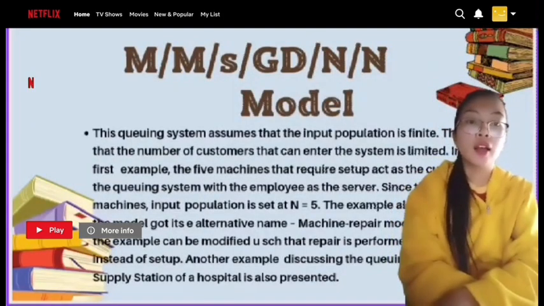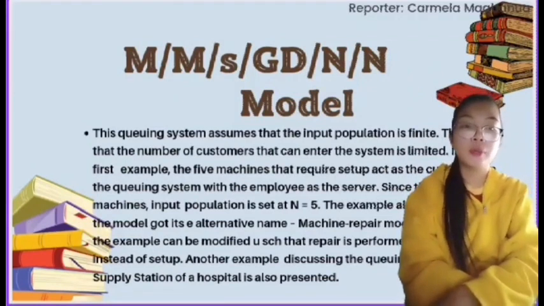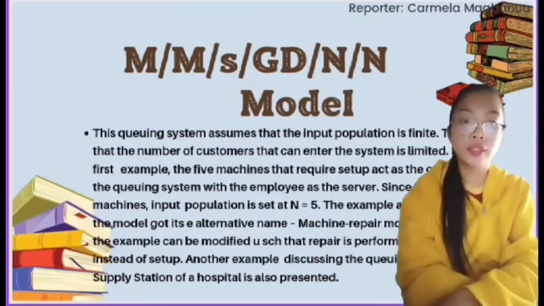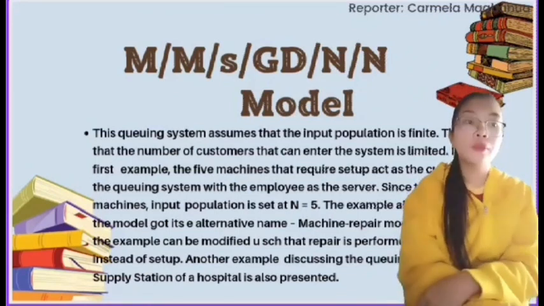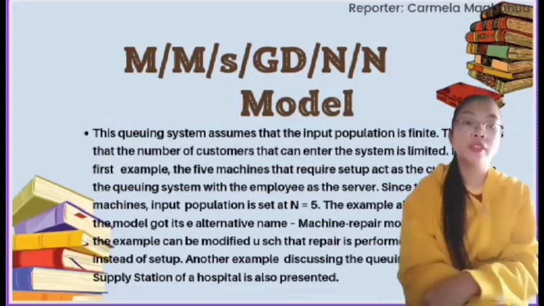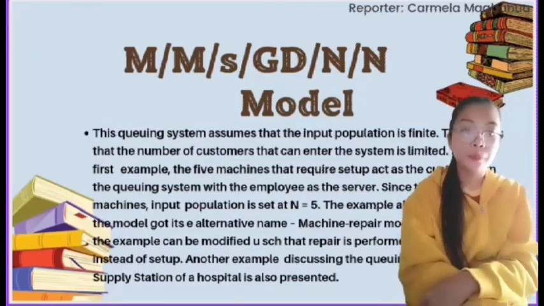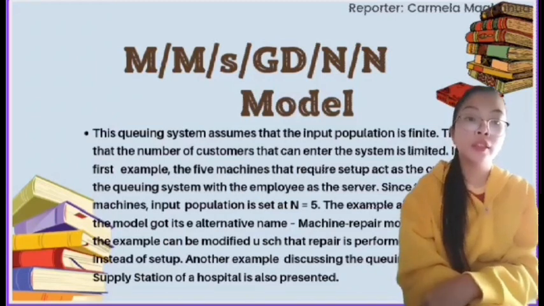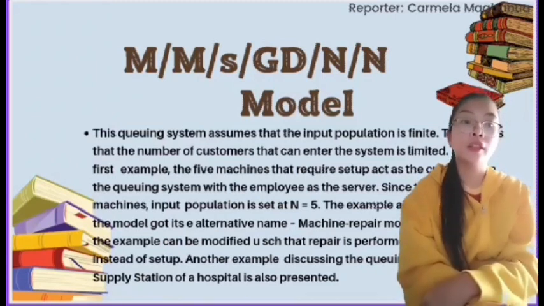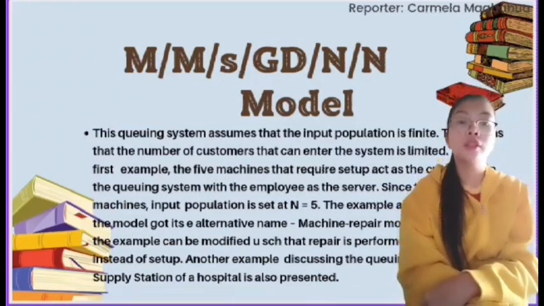The next model is the M/M/S/GD/N/N model. This queuing system assumes that the input population is finite. This means that the number of customers that can enter the system is limited. In the first example, the 5 machines that require setup act as the customers in the queuing system with the employee as the server. The example also highlights how the model got its alternative name, machine repair model, noting that the example can be modified, such as repair is performed on the machine instead of setup.